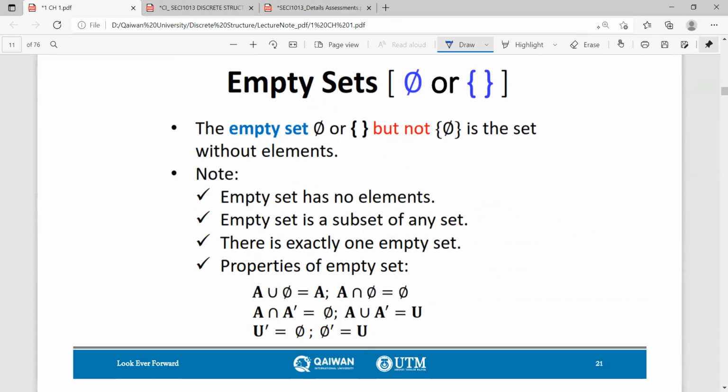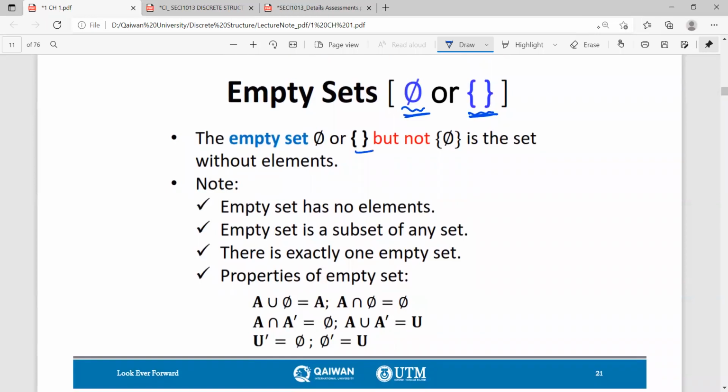Now you have empty sets. Empty set is denoted by phi or this empty set. We have two curly brackets with no elements. It could be represented by this or that. These two are the representations of empty sets.